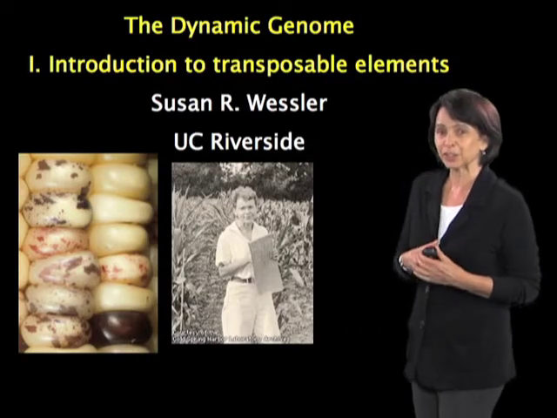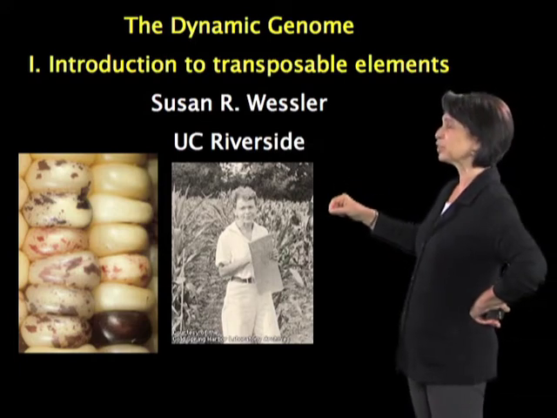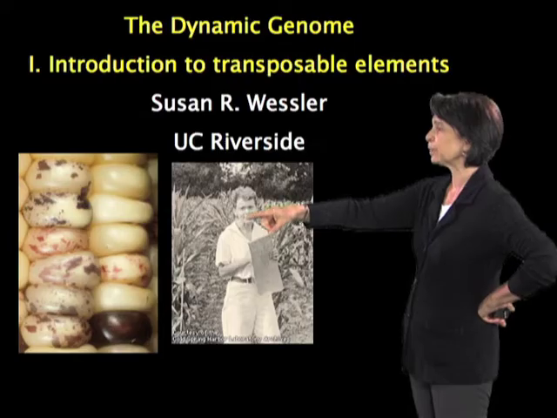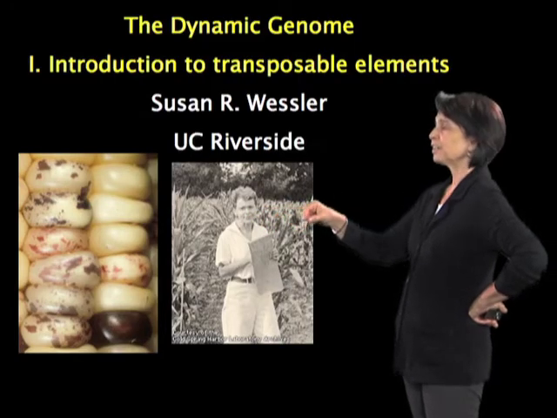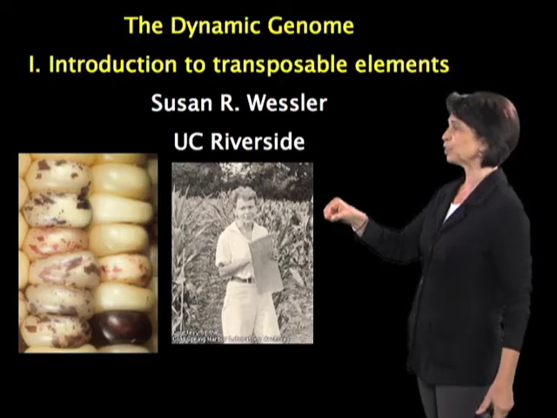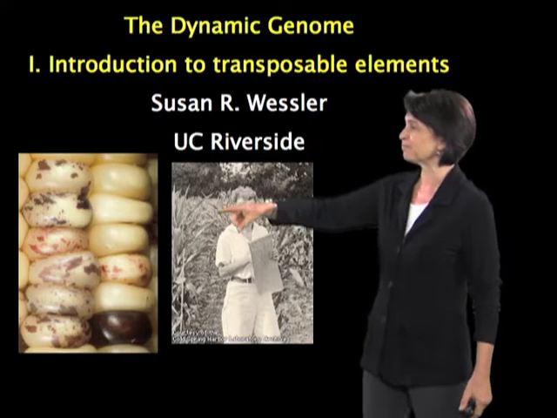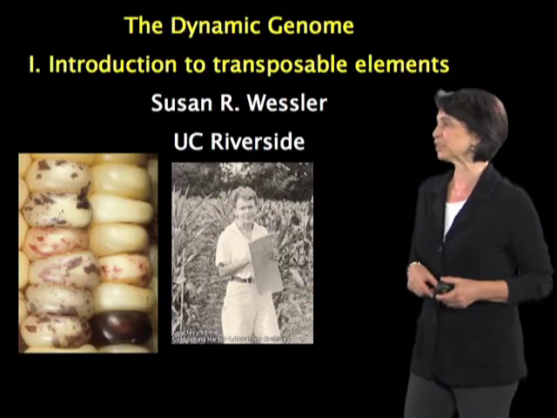So I start by showing pictures that are integral to the talk. The first is a picture of Barbara McClintock, who is the discoverer of transposable elements, and I'll tell you more about her as the talk goes on. And the other is the corn kernels, which are also integral to the discovery.